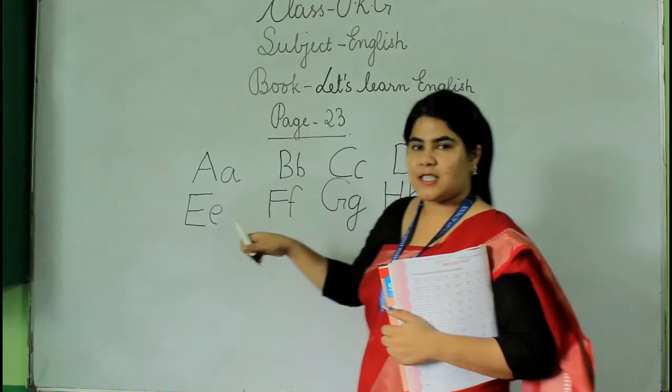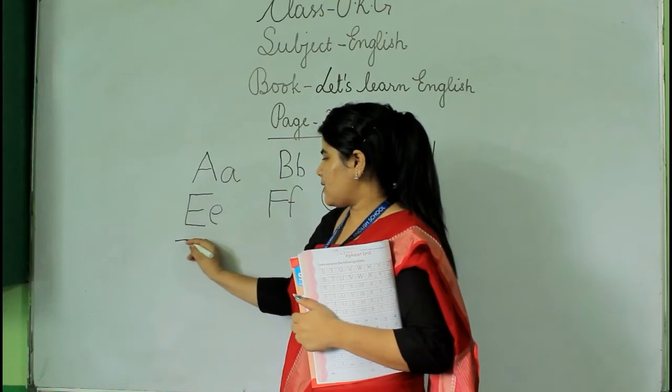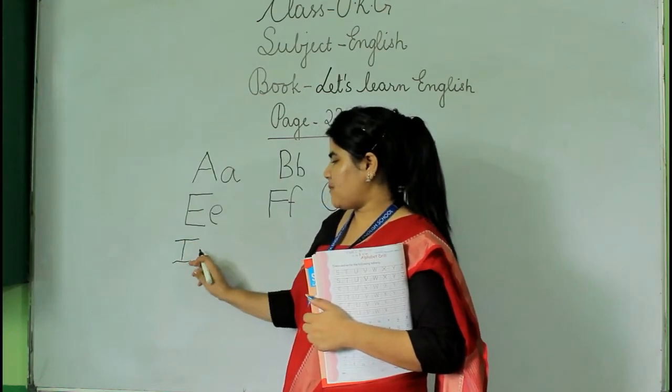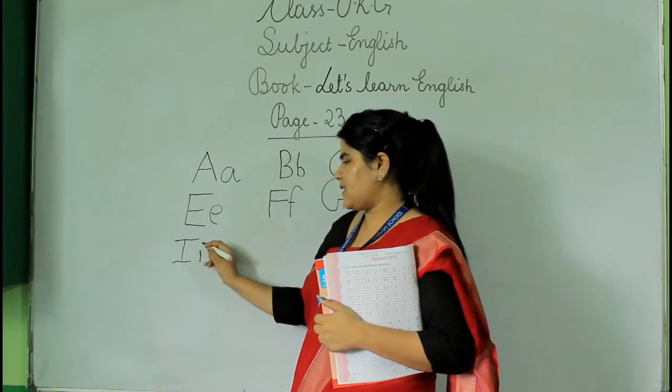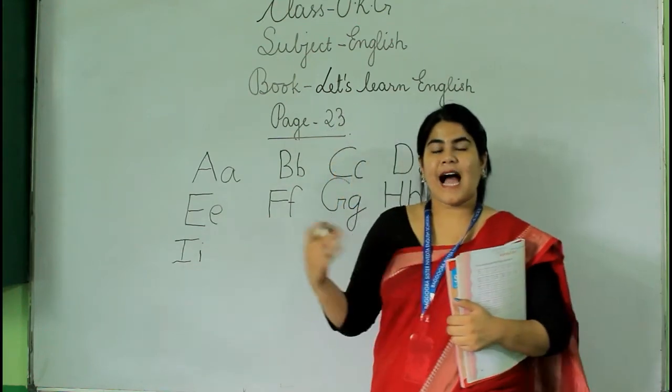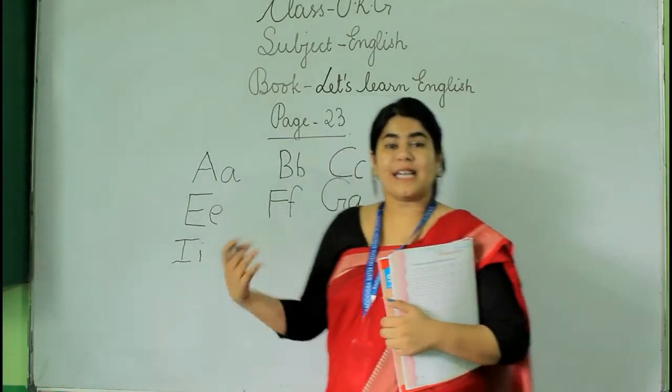Okay. Then let's move on to I. This is I. Sleeping line, one standing line. Then for small letter, half standing line, then a dot. I is for ice cream, igloo, ink.